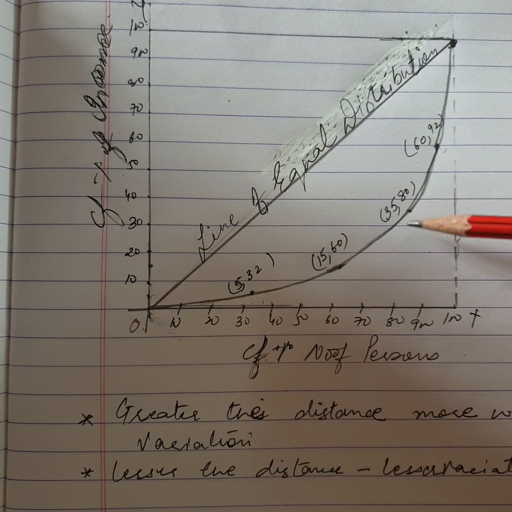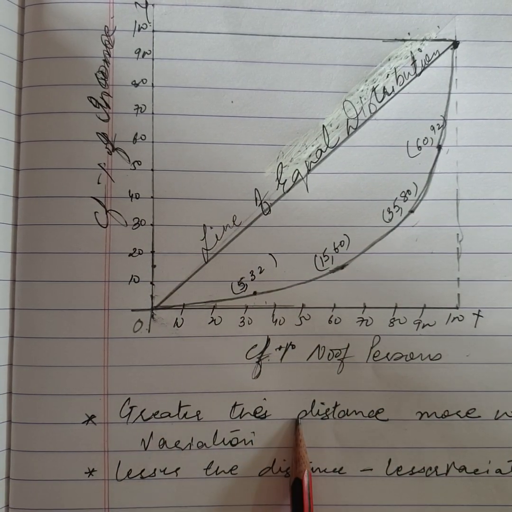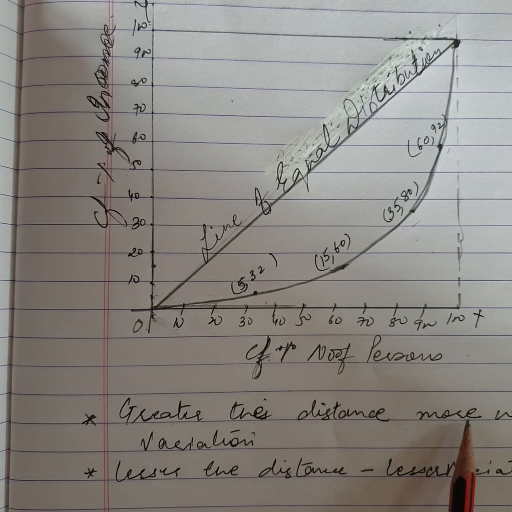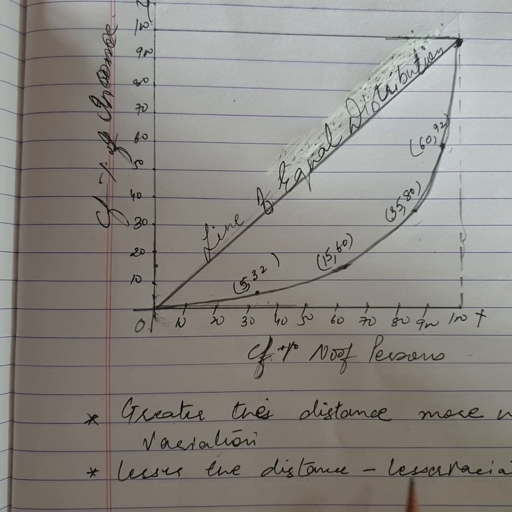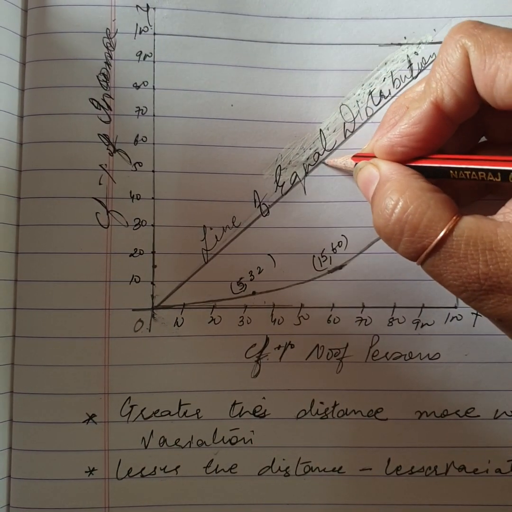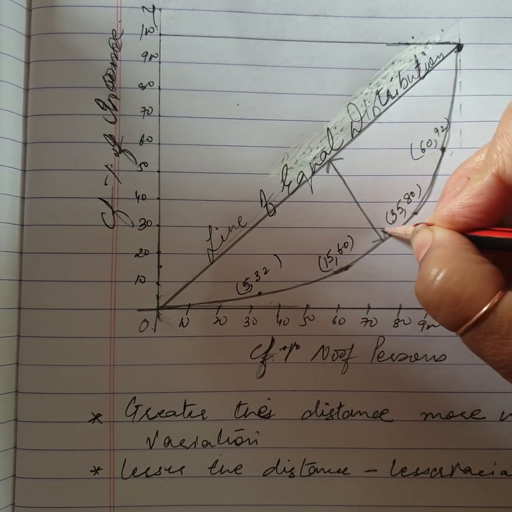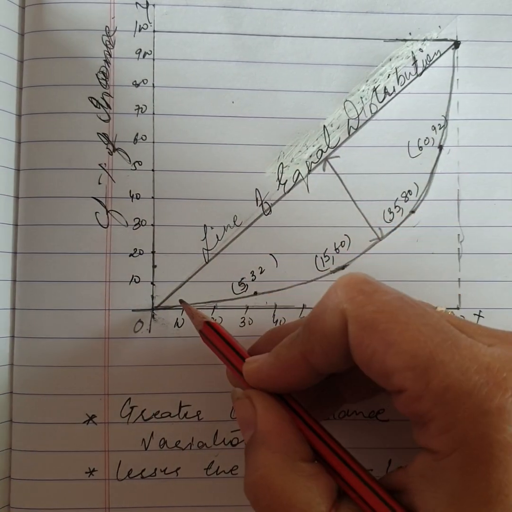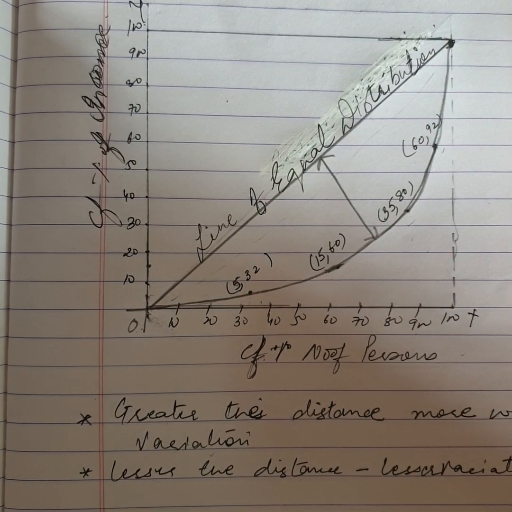For interpretation of the result, you must remember these two lines. The greater the distance of the Lorenz curve, the more will be the variation, and the lesser the distance, the lesser will be the variation. The farther the curve is from the line of equal distribution, the more the variations. And if this curve is near, then variations will be less.